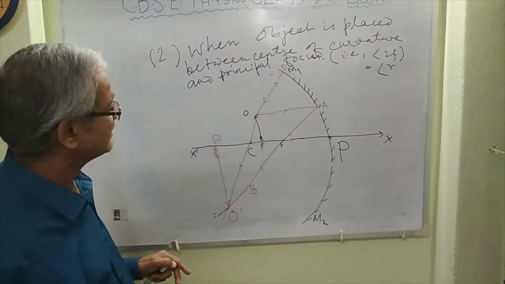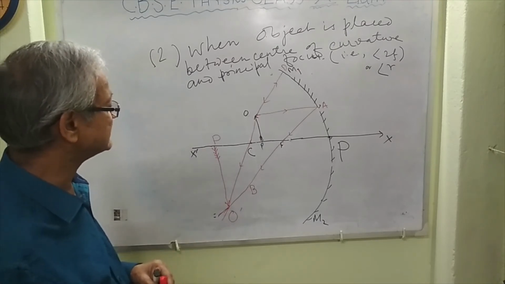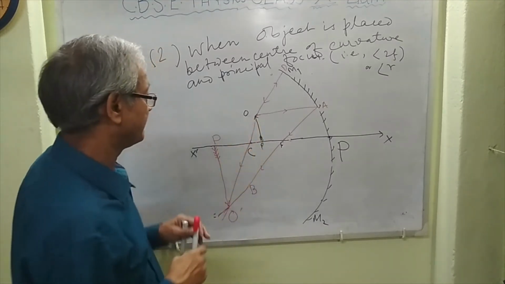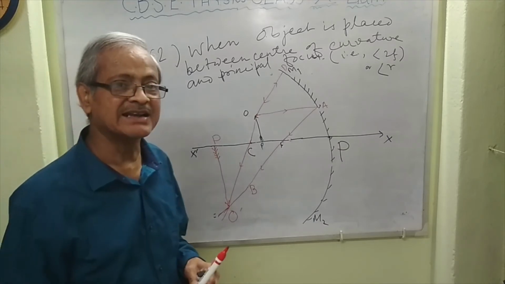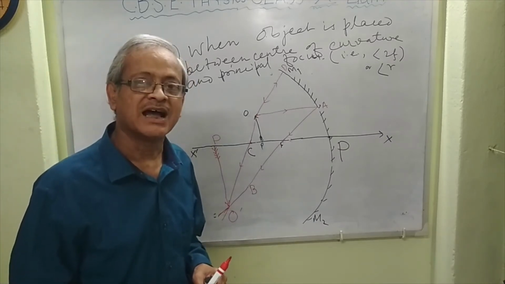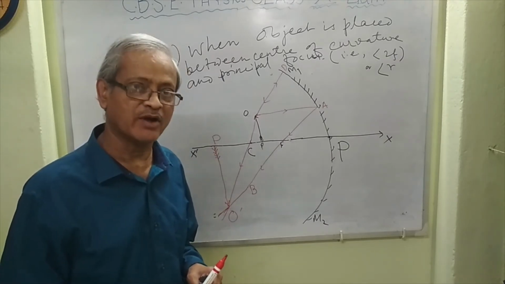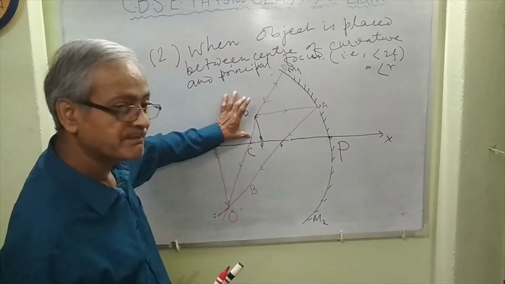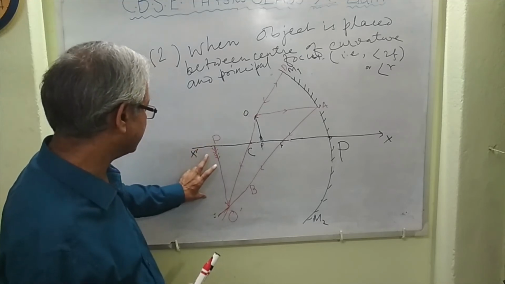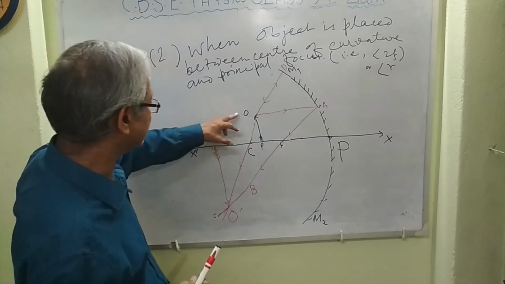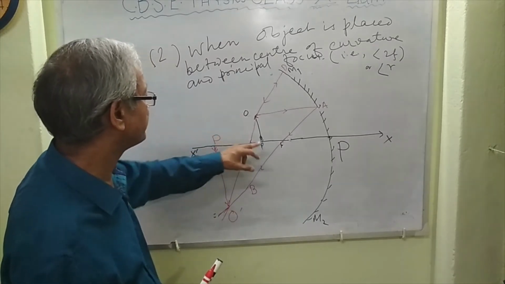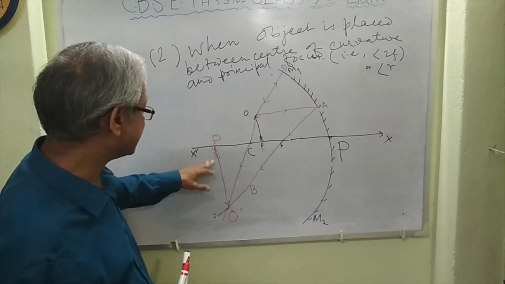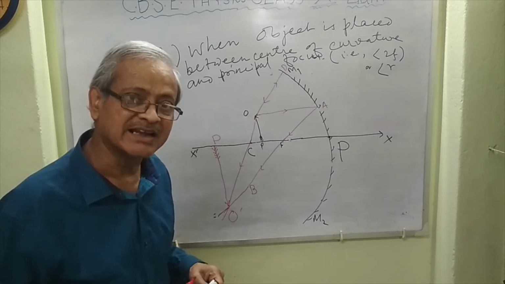Now, what will be the position of the image? The image is behind the center of curvature, that is, greater than 2f. It is situated at a distance greater than 2 times the principal focal length. And it is magnified. That is, the size of the image is greater than the size of the object. And this image is real and inverted, that is, upside down.